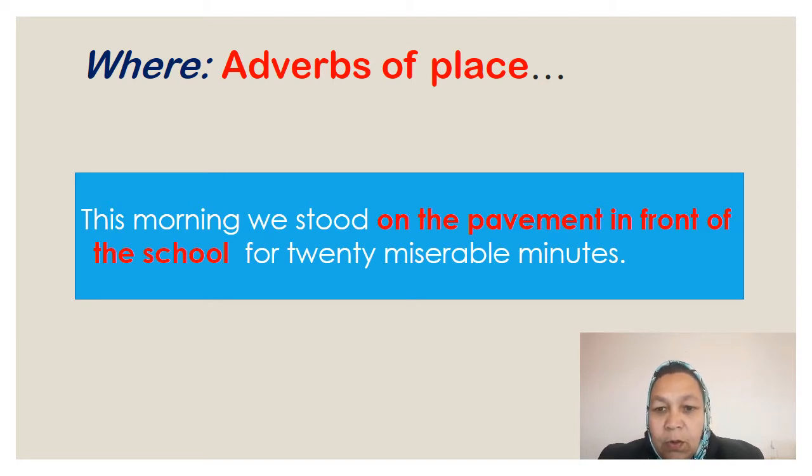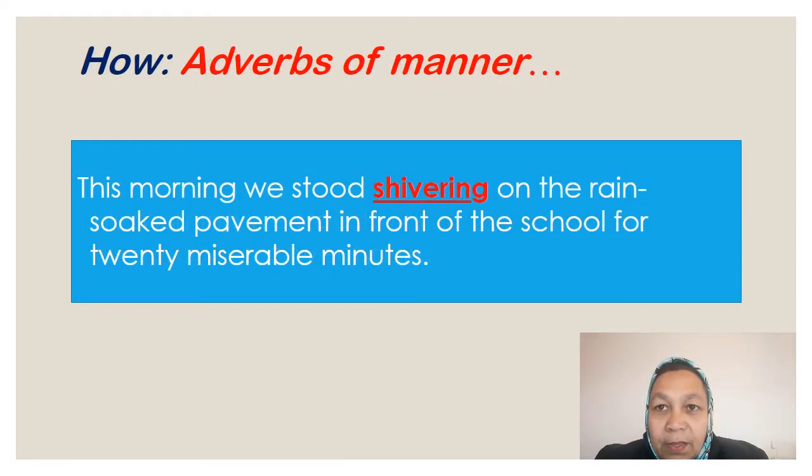Look at the sentence now, that it has been populated with an adverb of place. This morning we stood on the pavement in front of the school for 20 miserable minutes. So the reader is given more clarity of where the event occurred. And now we expand the sentence further. We add an adverb of manner. This morning we stood shivering on the rain-soaked pavement in front of the school for 20 miserable minutes.